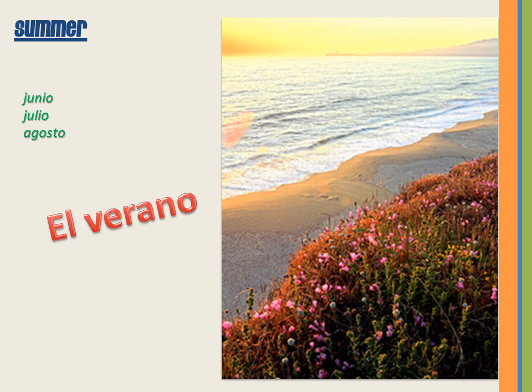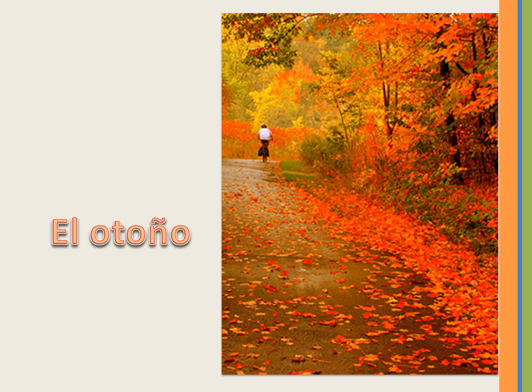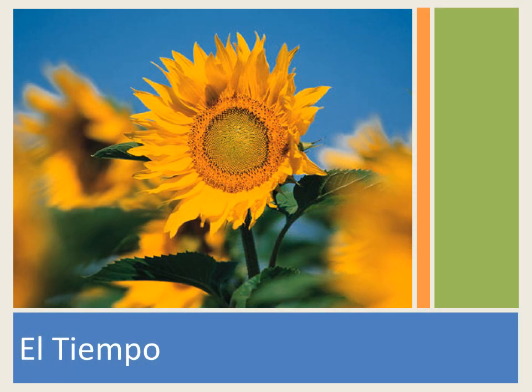Moving on here, from el verano, we have el otoño. El otoño es mi favorito. I love autumn. See? Septiembre, octubre, and noviembre are when we have el otoño. All the pretty colors, muchos colores en los árboles. Es muy, muy bonito.